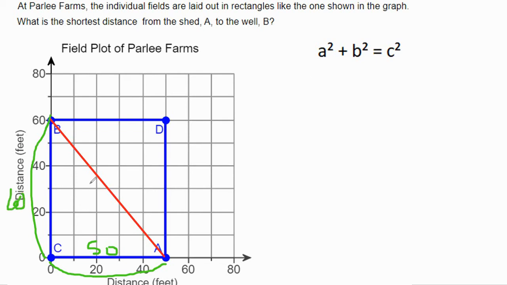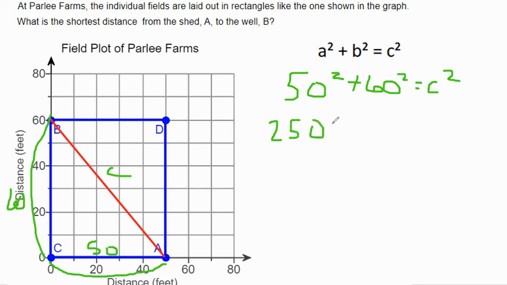So we're going to have 50 squared, and of course the red line is our C, our distance. So 50 squared plus 60 squared is going to equal c squared. 50 squared is 50 times 50. That's 2500. 60 squared is 60 times 60, which is 3,600. We add them together. 2,500 plus 3,600 is 6,100.